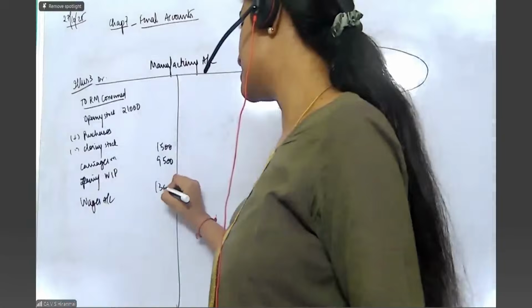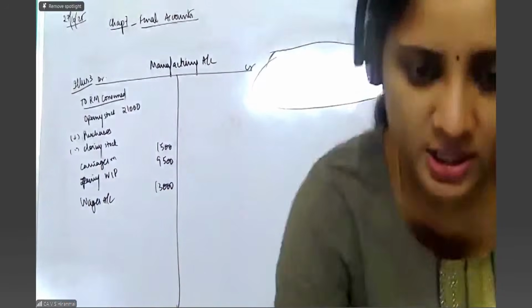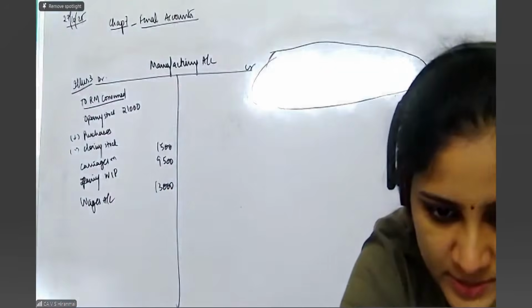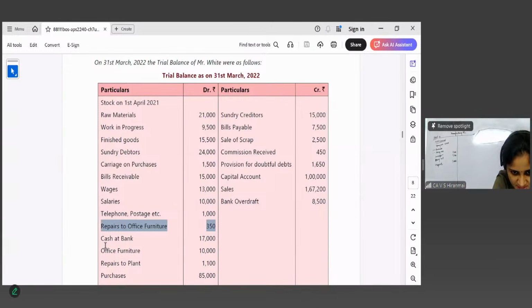13,000 are the wages that will come and sit here. Clear? So I posted the opening stock, carriage inwards, opening work in process, and this. Now all of you come down a little bit. Salaries will go to P&L, telephone postage P&L, repairs to office furniture P&L, cash at bank P&L, office furniture office furniture is an asset. Cash at bank will also go to asset.